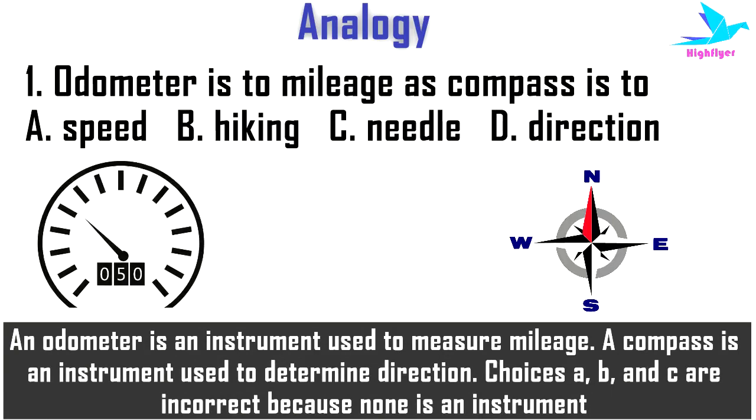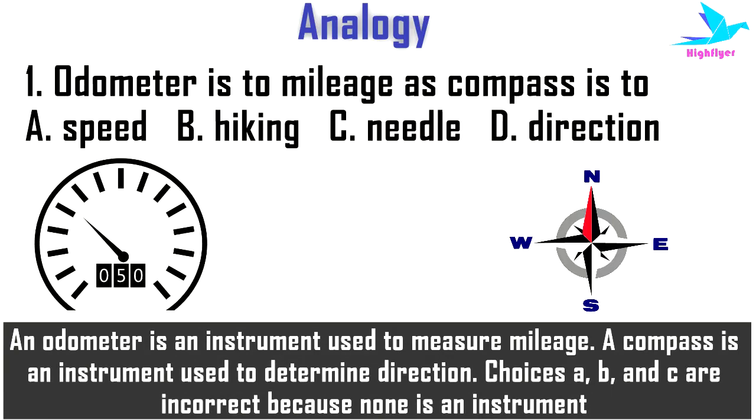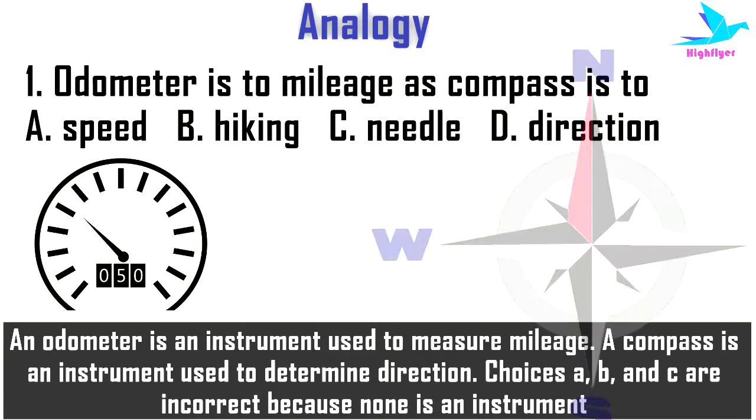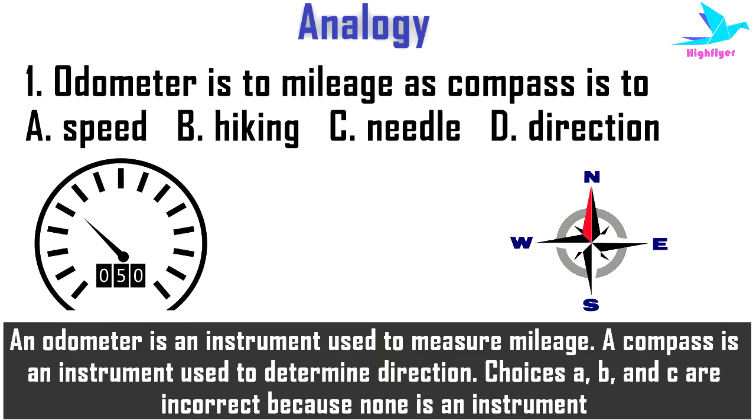Now, an odometer is an instrument used to measure mileage, and compass is an instrument which is used to measure direction. So the right option is option D, direction.